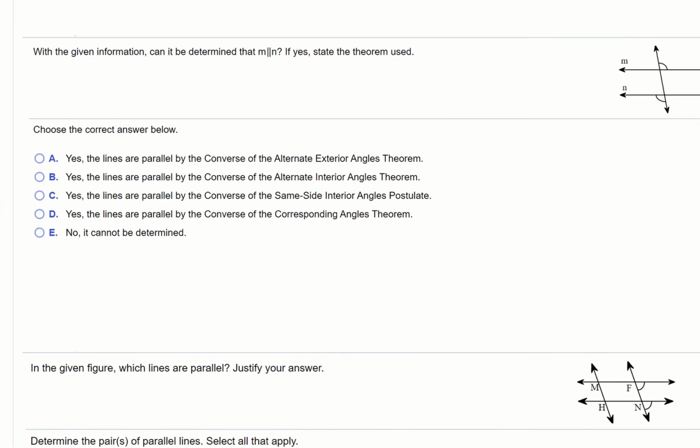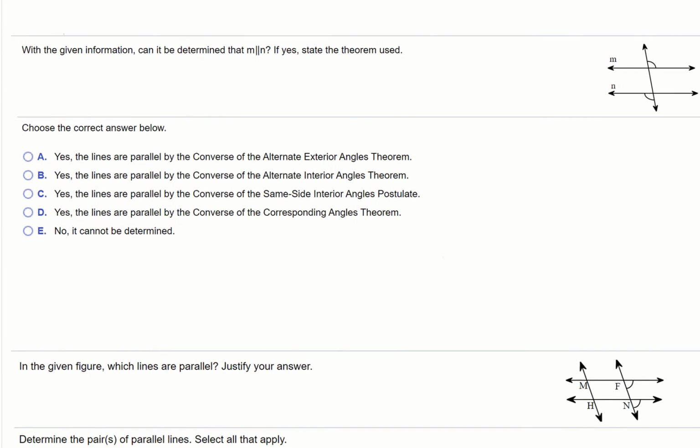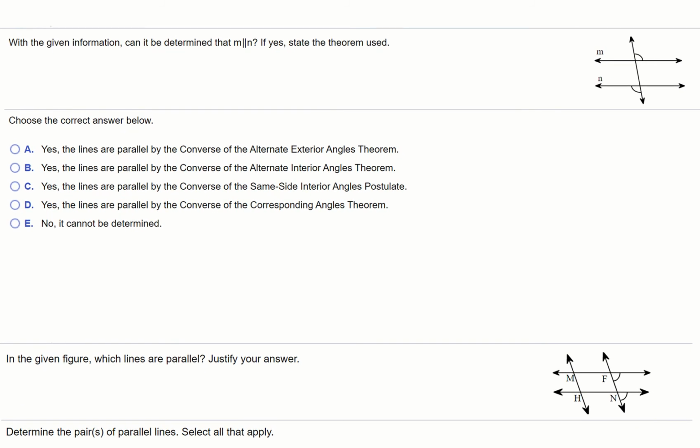Now, with the given information, can it be determined that M is parallel to N? If yes, state the theorem that is used. So they're saying that these two angles, and I'll use a different color here, are the same. So what are these two angles? Well, these are alternate exterior angles, because notice that they're on the outside. This is on the outside. Remember that this right here is the inside. Everything else is on the outside.